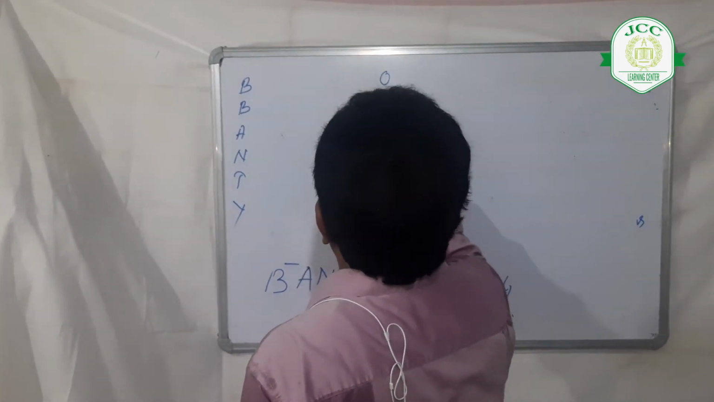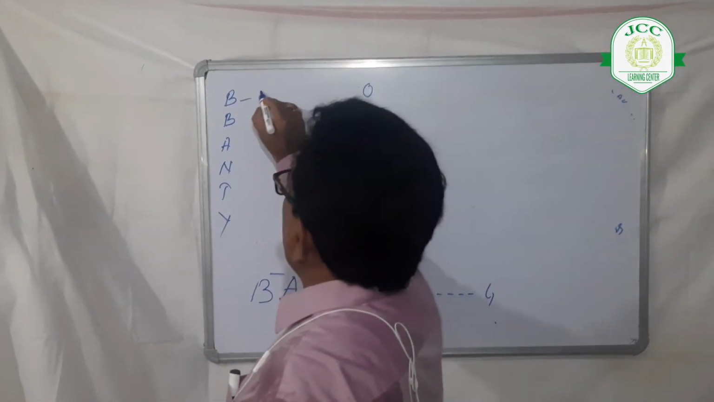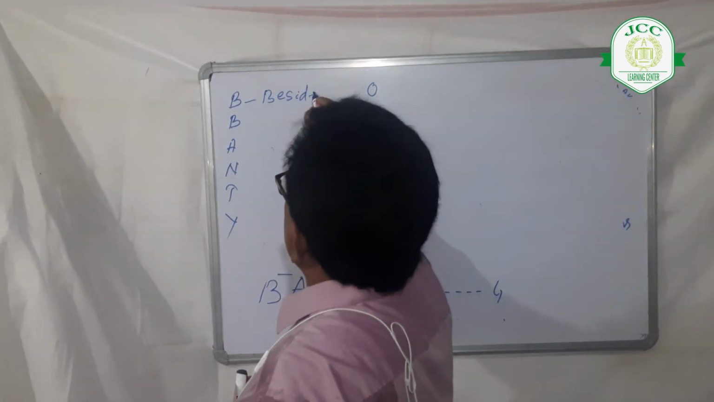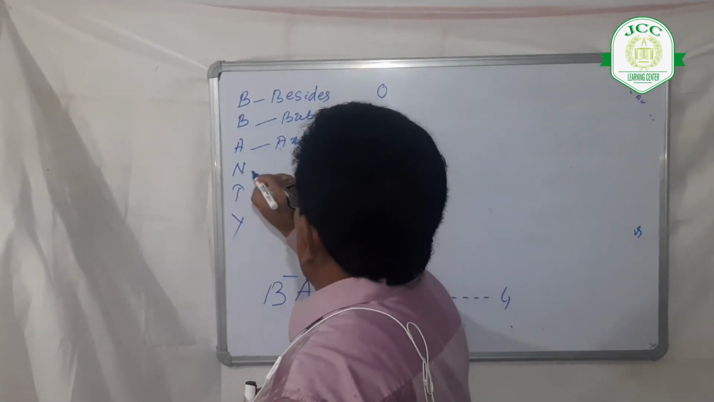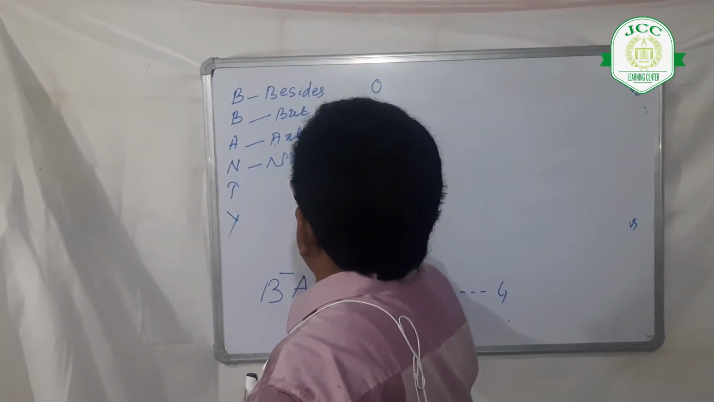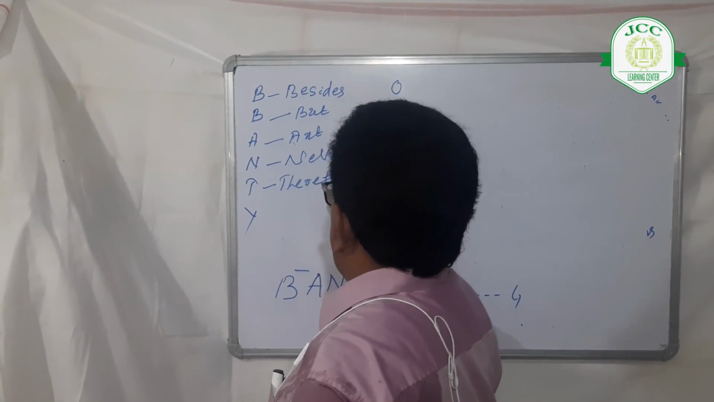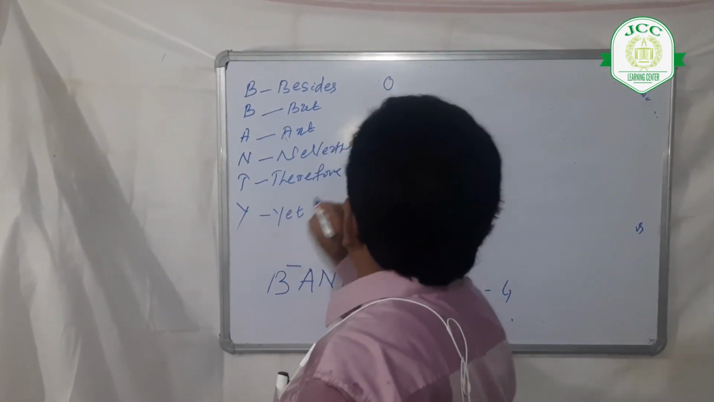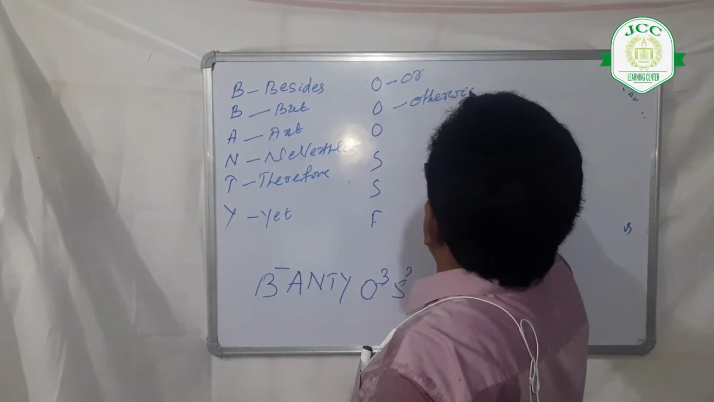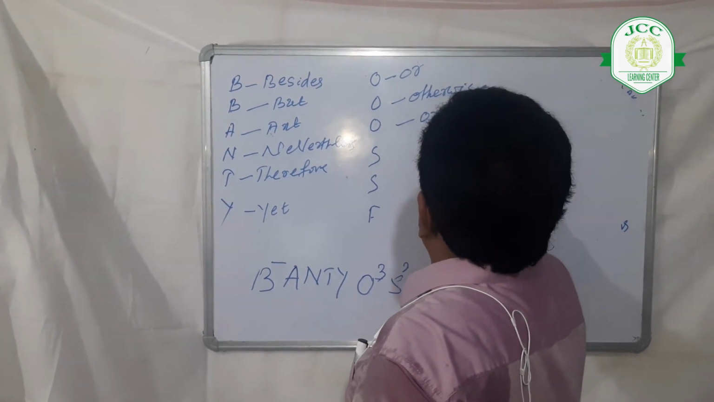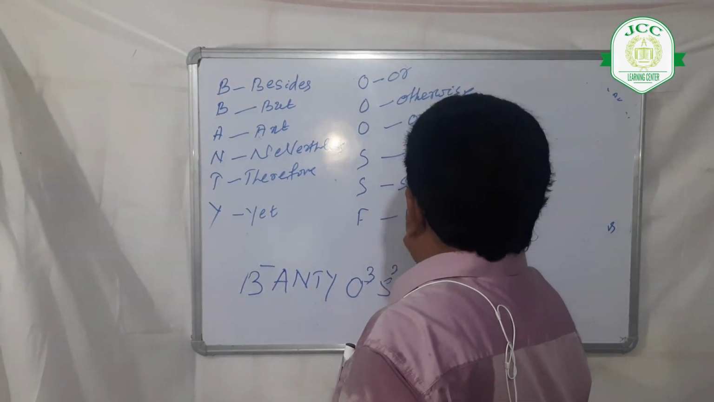OQ, A square F, B for besides, B for but, A for and, N for nevertheless, T for therefore, Y for yet, O for or, O for otherwise, O for or else, S for so, S for still, F for for.